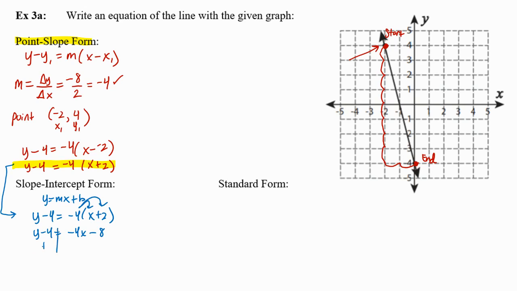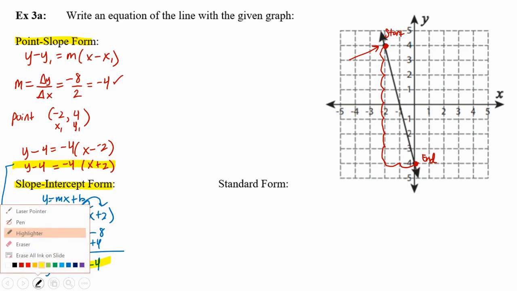And then we want to get y by itself. So we're going to add the constant 4 to both sides. On my left, that's 0, so I can bring down y. -4x has nothing to combine with. And -8 plus 4 will give me a -4. So slope intercept form is y equals -4x minus 4.